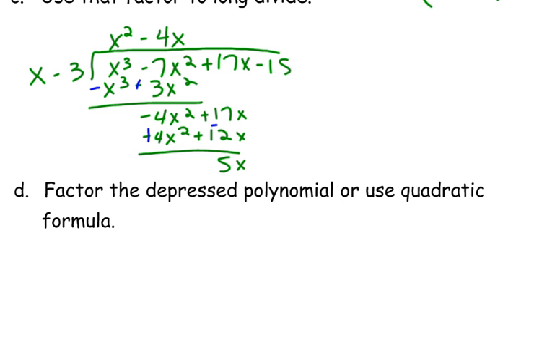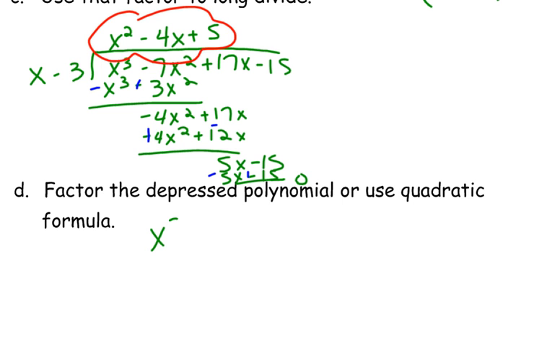I have 5x minus 15. How many times does x go into 5x? It'd be positive 5 times, which gives me 5x minus 15. So like I was hoping, that's a root, right? So here's my depressed equation. And I'm going to go ahead and try to factor this. So it's x squared minus 4x plus 5.